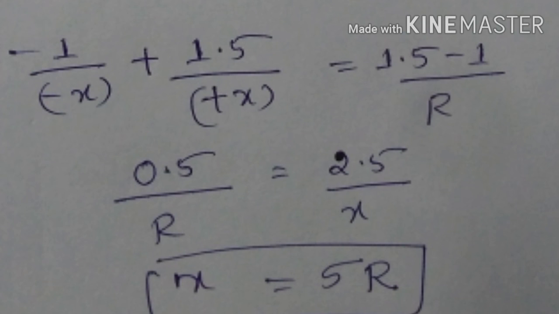So, here we have solved this problem and found the values of U and V as 5R. So, U will be minus 5R and V will be plus 5R. This is the last problem.